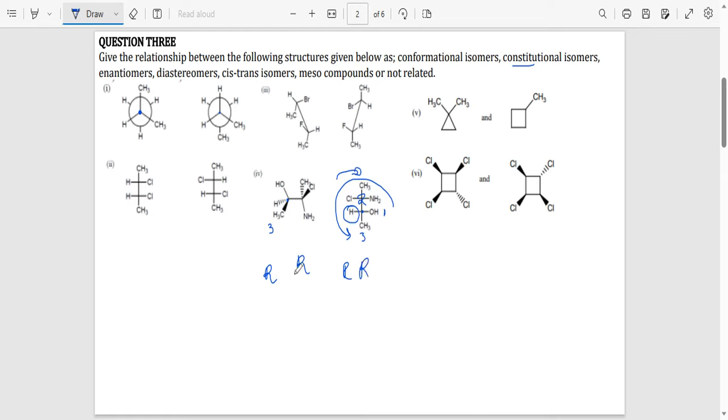So you can see this is RR, this is RR. So number 4, this is just the same compound. We have converted it from a sawhorse into a Fischer projection, the same compound. And then if you consider the fourth compound, it's basically the same. All you have done is rotated it.